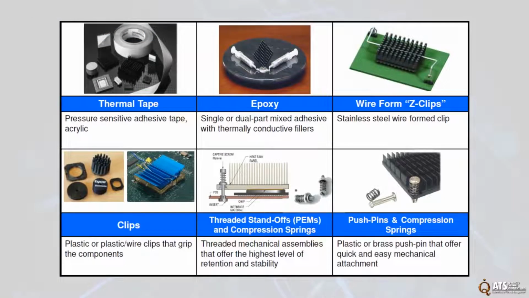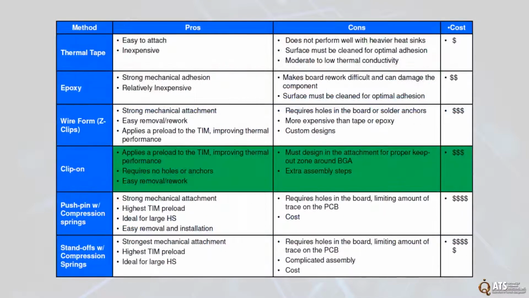When it comes to attaching the heatsink to the component, there are several attachment methods that can be used, such as thermal tape, epoxy, wire-form Z-clips, clips, threaded standoffs, and push pins or compression springs. Shock and vibration requirements, in conjunction with demand for high-performance thermal interface material, have led to the increased use of mechanical attachment options. The clip-on method provides the greatest benefit as it makes removal and rework easy.